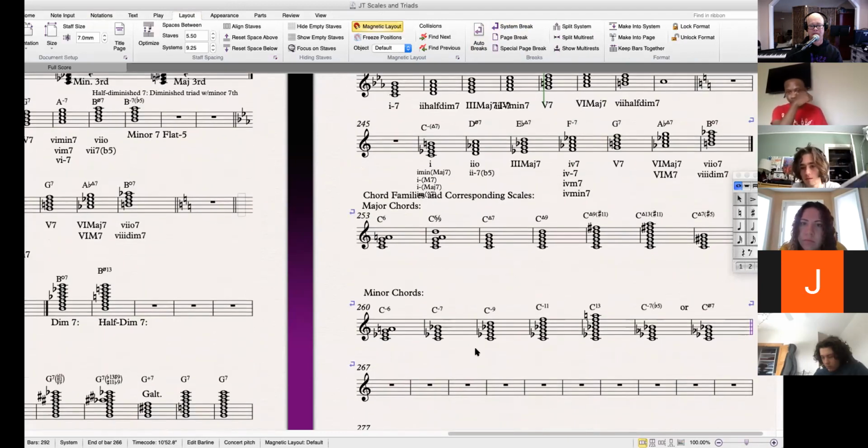Real quick on the C13th chord that you wrote, is that supposed to be a C minor 13th? Oh yeah. No, you're right. Thank you.